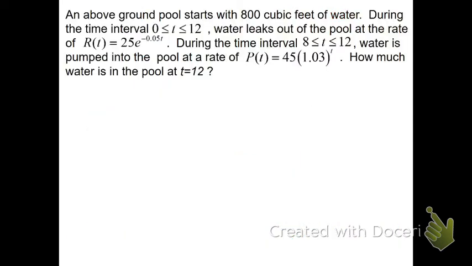Okay, we have an above ground pool. It starts with 800 cubic feet of water. Water leaks out at a rate, neon flashing lights going off from that word rate. That's water leaking out. And then during a different time interval, there's also water being pumped in at a rate. So that's a very, very common issue. You have a certain rate out and a certain rate in at the same time frame.